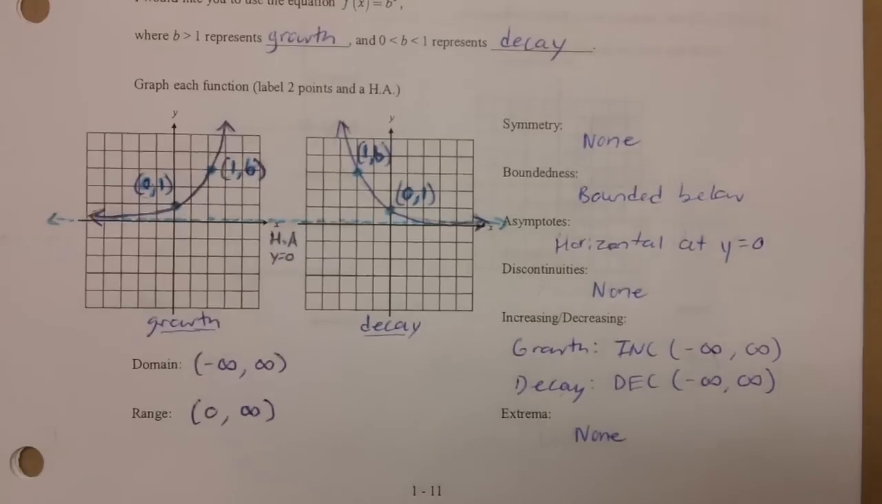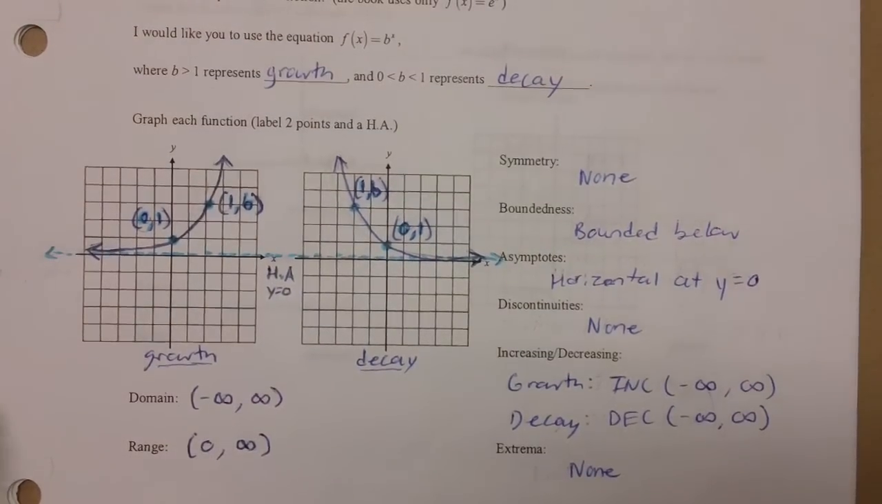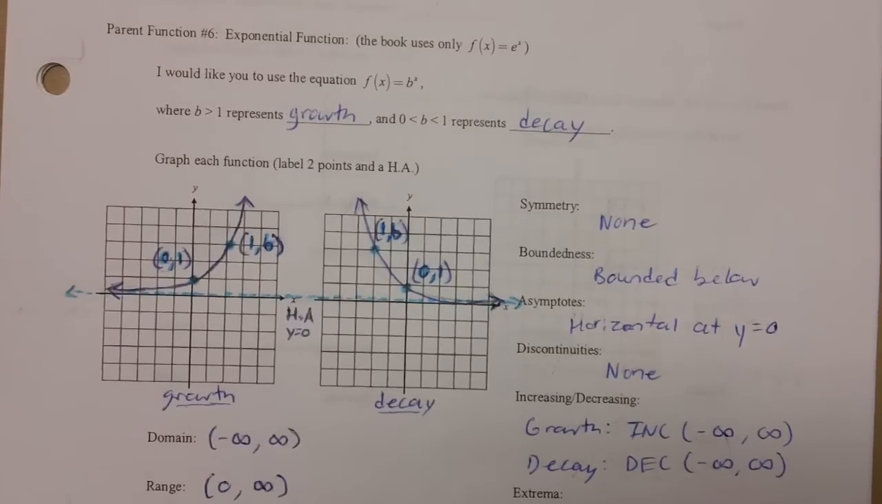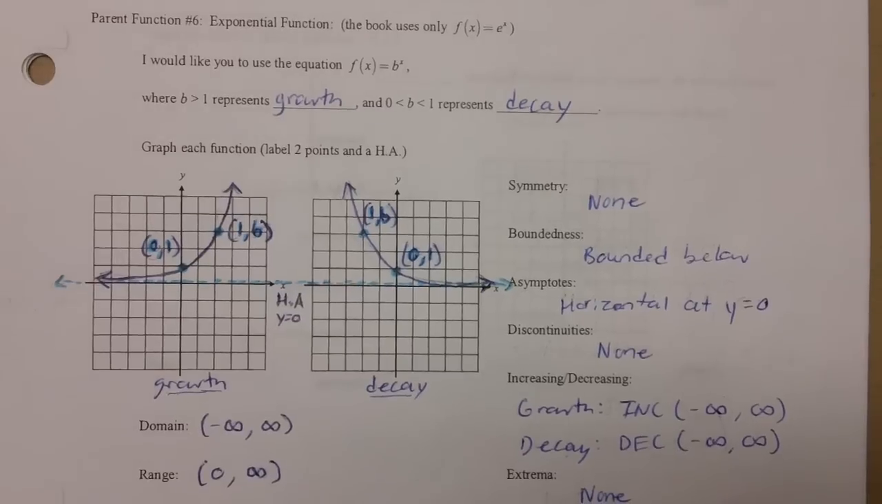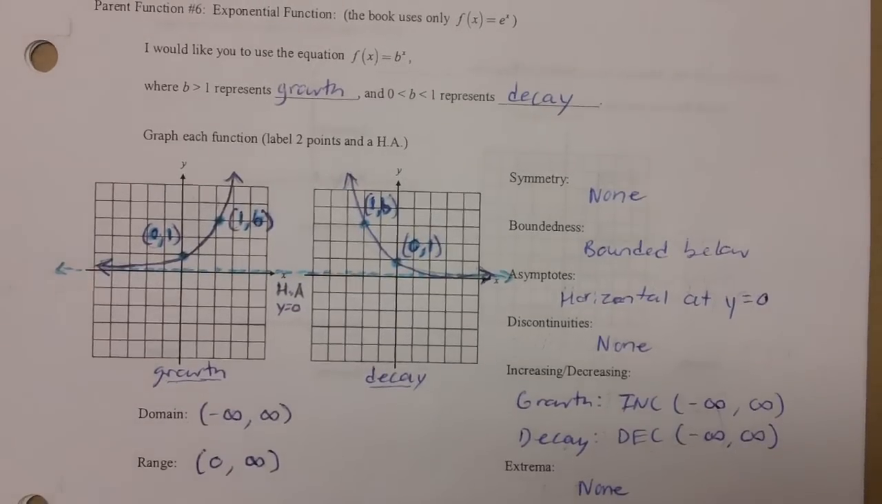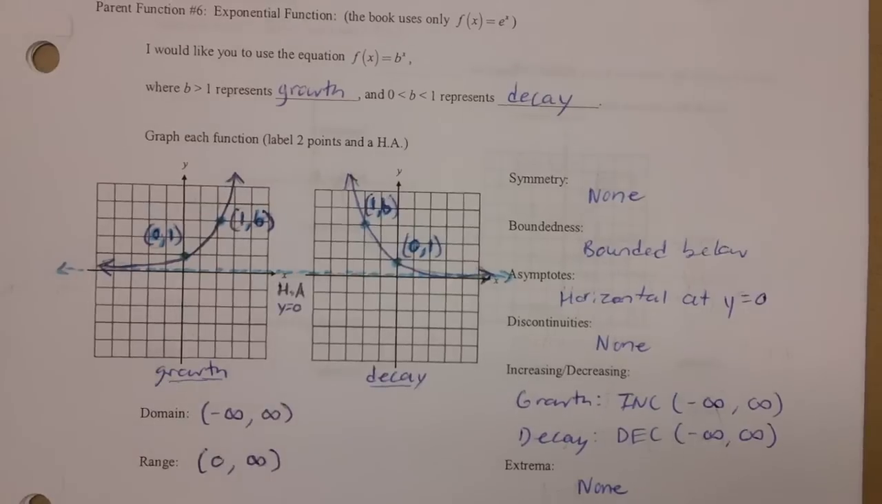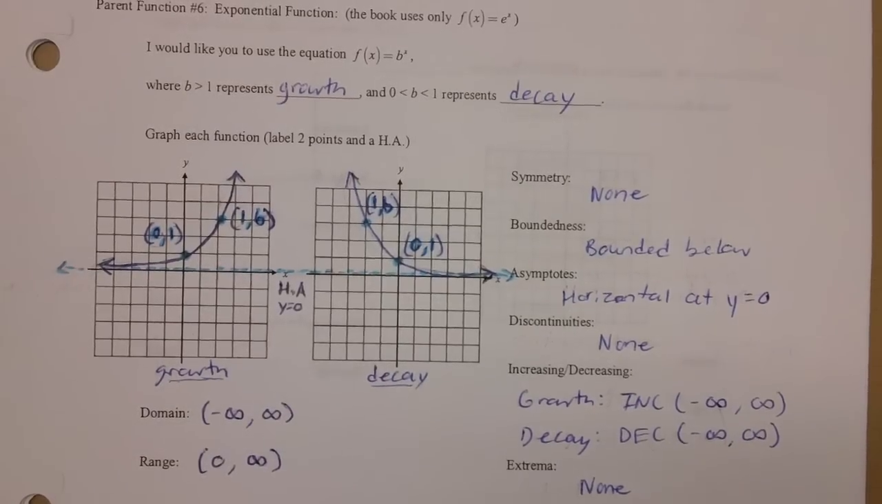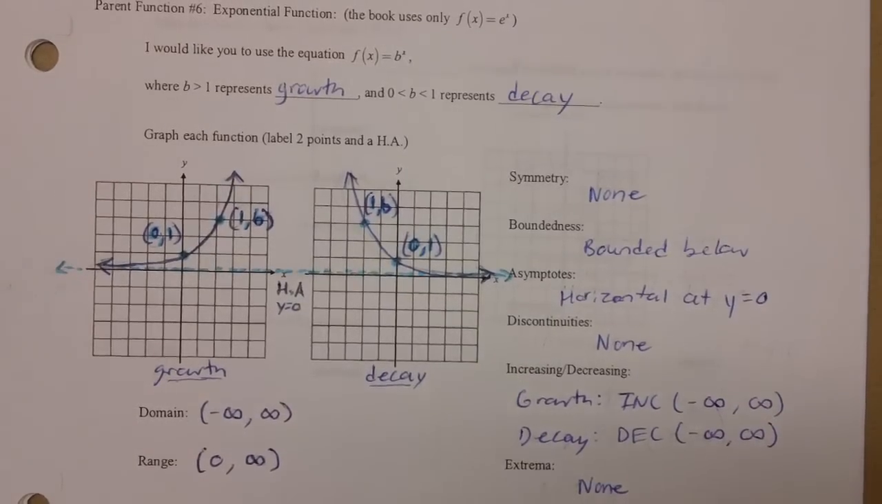Alright, the exponential function, the equation is f of x equals b to the x, and when b is greater than 1, it represents growth, and when b is between 0 and 1, it represents decay. Alright, so neither of these graphs show symmetry. Both of these graphs are bounded below, and they share the same asymptote of y equals 0. There's no discontinuity.